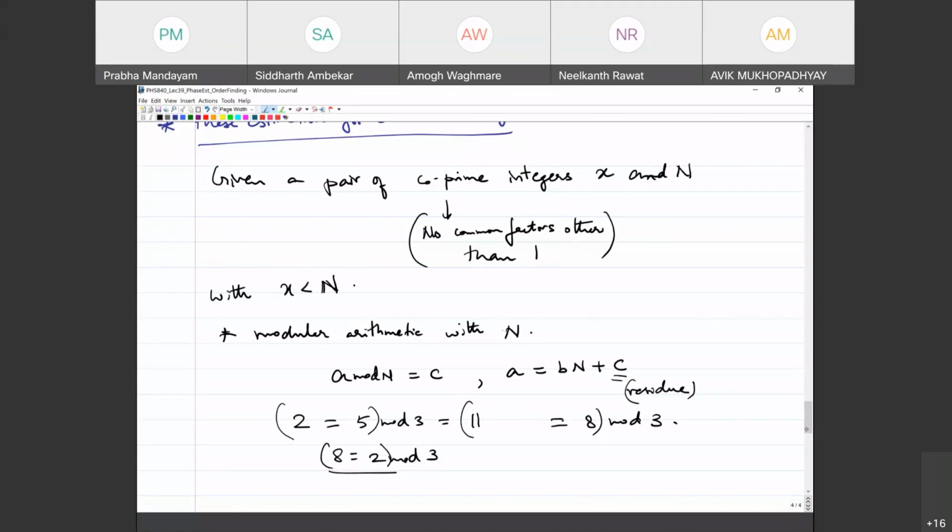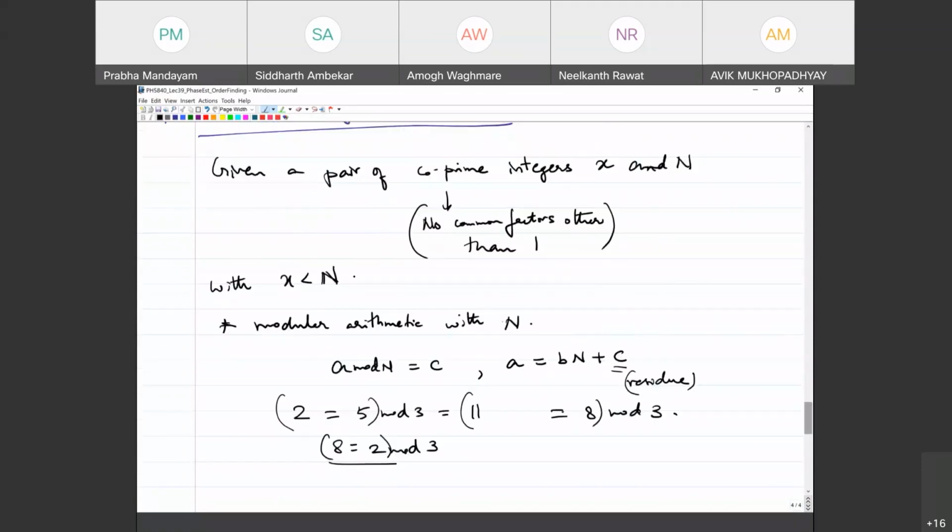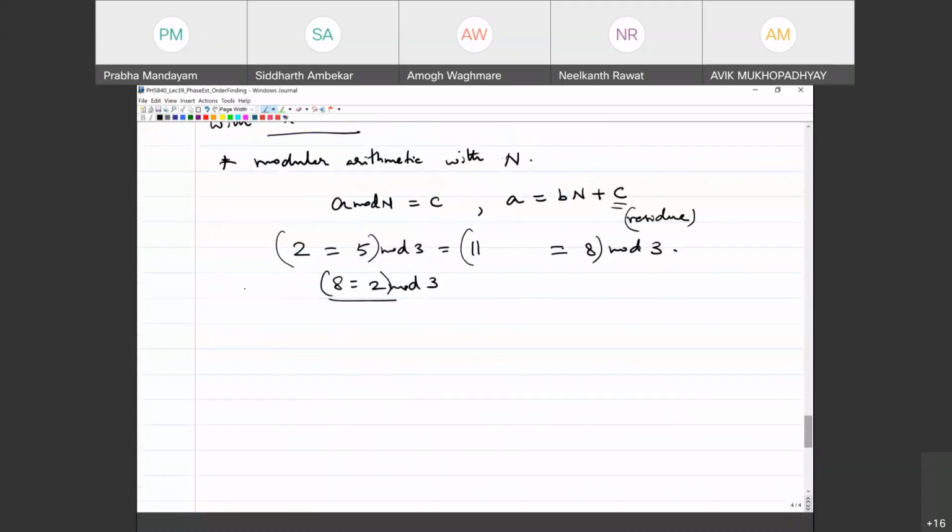Now, what we want to do with this number x and this other much larger number capital N is take powers of x. So I hope the idea of this modular arithmetic is clear. For those of you who are really not familiar with this at all, this is like your clock arithmetic, right? So 1 is the same as 13 modulo 12, 14 is the same as 2 modulo 12, etc.